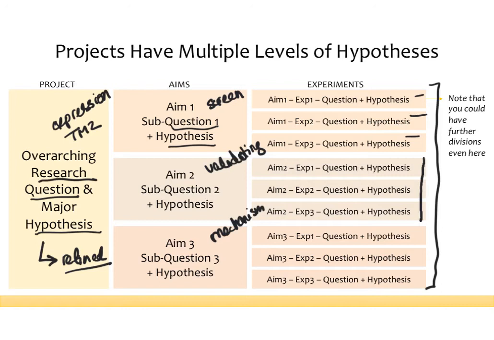And for any of these experiments or questions, it might actually break down into even more experiments. And so you do want to keep that in mind. This is not the end. You might have further divisions even after this. And so this is just a framework for understanding how do we build up to those really big projects and really big papers. And the idea is basically that you have a hypothesis at every level and a question you're testing at every level until you get down to a single experiment. And then you build it back up again.